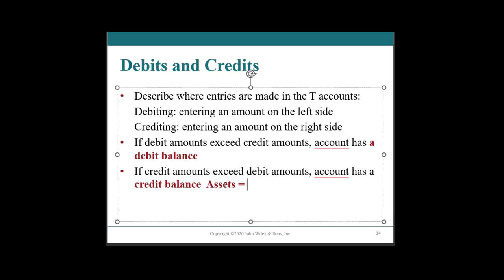But in general, you have your assets that are all in a debit balance, and your liabilities plus your shareholders' equity all in a default credit balance by the end. And this kind of helps maintain and preserve the whole idea that debits always equal credits and assets equal liabilities plus shareholders' equity.